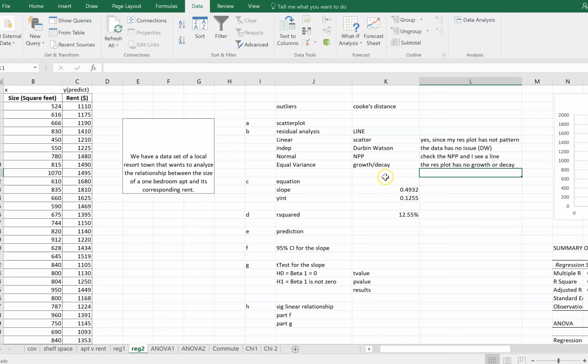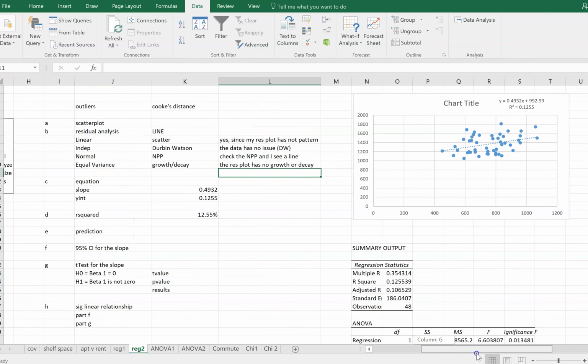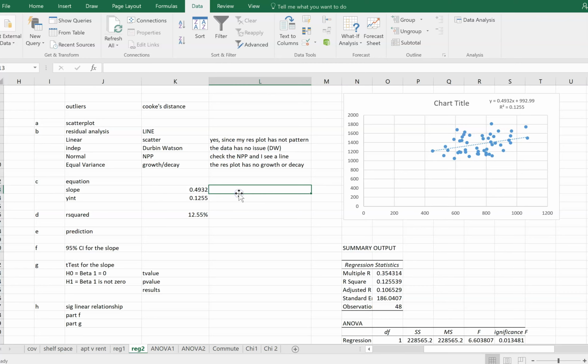After you've done that, then you can have fun. You can talk about, all right, now that I've verified for the most part, things look good, here we go. Let's get into it. The slope. What does the slope mean? Remember, slope is change in y over change in x. So the way I look at it is a 1 unit increase in x. So just tell me what x is. Well, x again in this case is what? Square footage. So for every square foot, there is a rent increase of 49 cents.